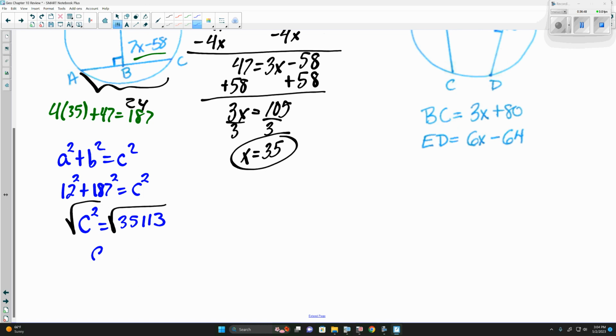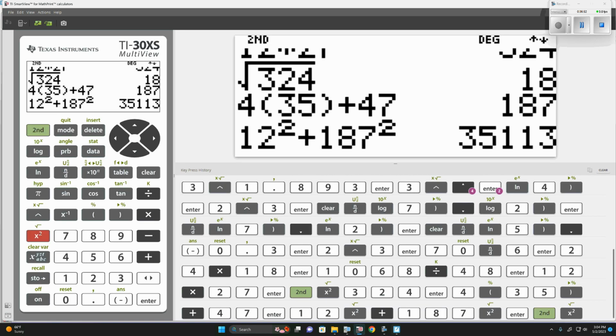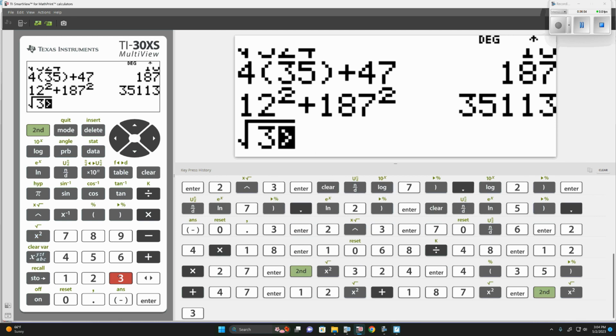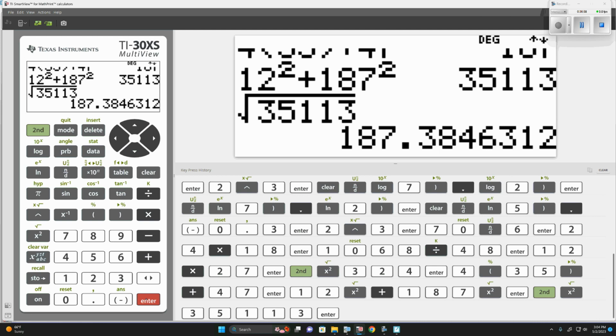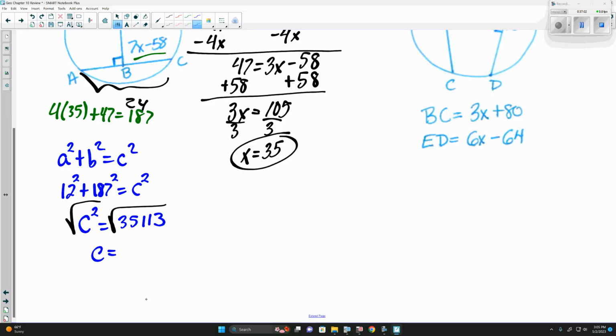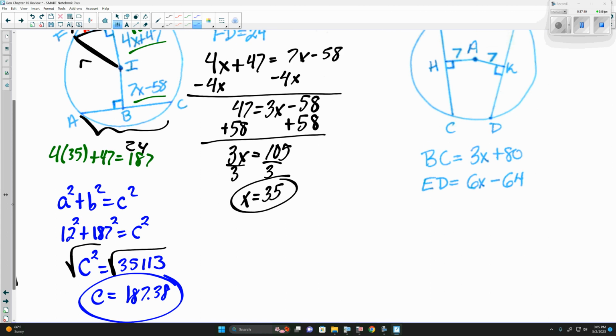Now at this point here, we take the square root of both sides. So the square root of 35,113, this would be nice if 187.38 would be the answer. Now we don't need the plus or minus because we're talking about a radius, a distance, and it has to be positive. And I believe that does match up with the answer key, yes.